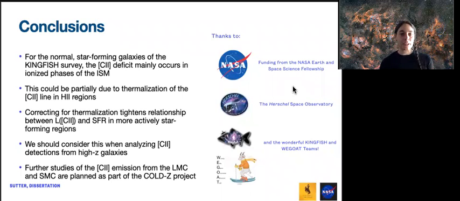And just really quickly, some conclusions. For the normal star-forming galaxies that I investigated, we found the C+ deficit mostly occurs in the ionized phases of the ISM, which could be tied to the thermalization of the C+ line in H II regions. If we correct for that, we can potentially get a better star formation rate out of our C+ luminosities, and it should be considered as we analyze the wealth of high redshift C+ data.